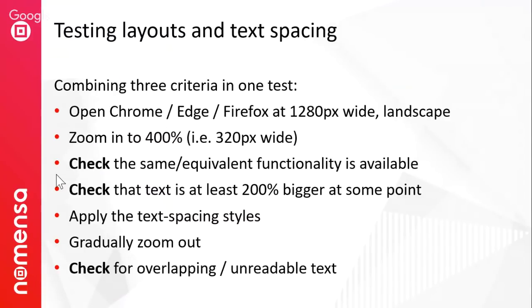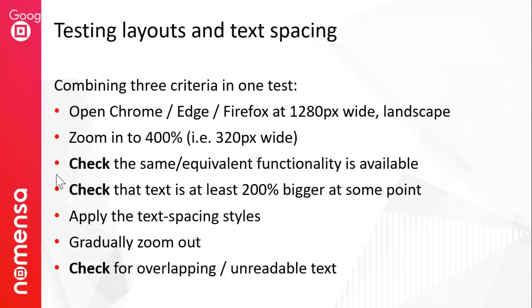And combining three different success criteria, I tend to test them in one go. So from WCAG 2.0, we have the text sizing criteria. Text needs to be able to get to at least 200% bigger. We now have this zoom and reflow criteria, and we have this text spacing criteria. So I tend to do it all in one go.